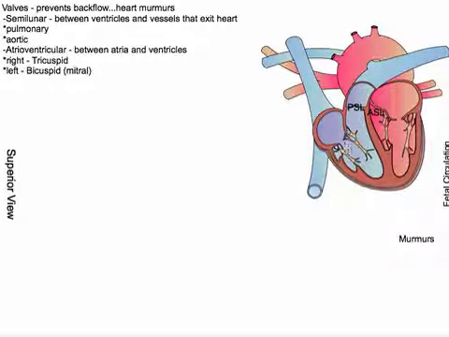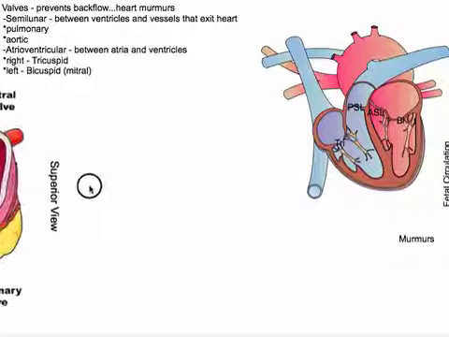And then you have atrioventricular valves, the tricuspid and bicuspid. Remember, tri, right. Bicuspid is also called the mitral valve, and so that's on the left. Mitral has an L in it, like left does.